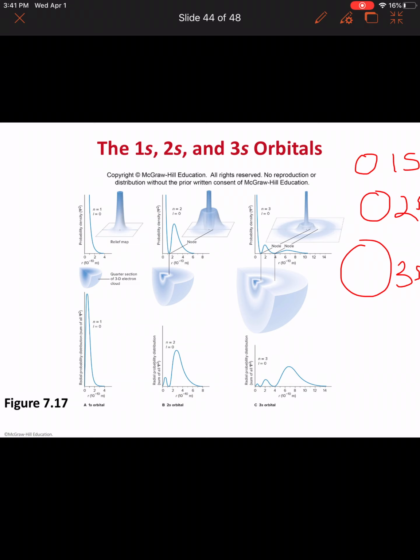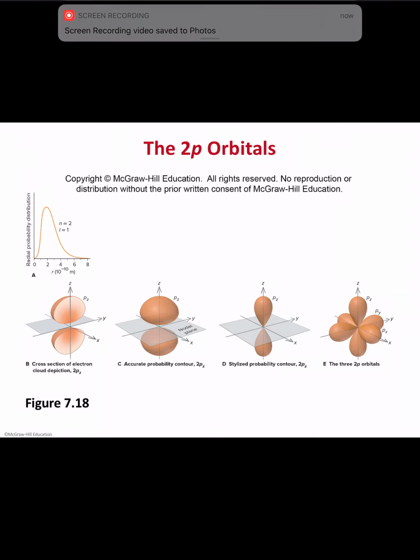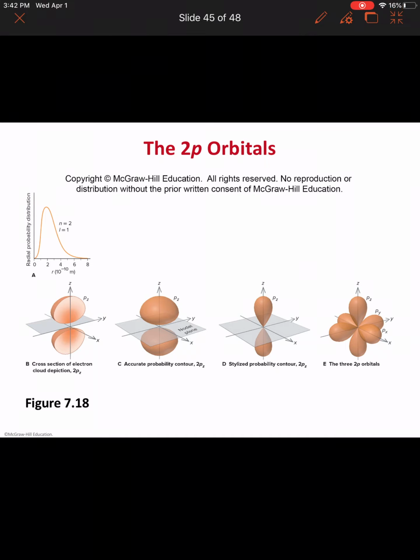So remember, s orbital is spherical in shape, and this is a 2p orbital. So p orbital is different from the s orbital. It takes the shape of a dumbbell. Okay, like this, a dumbbell. So the first one is a cross section of the electron cloud, and the second one is an accurate probability contour, and then the third one is a stylized one, this one over here.